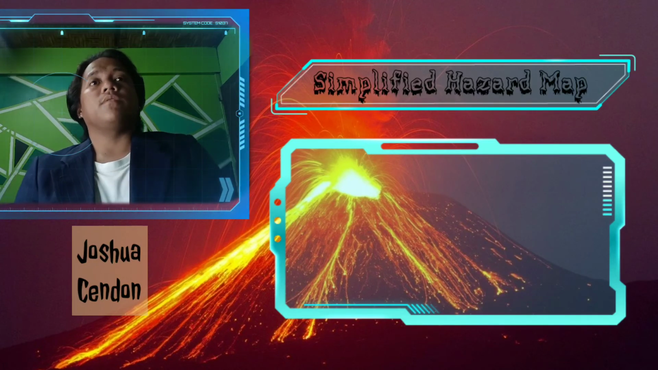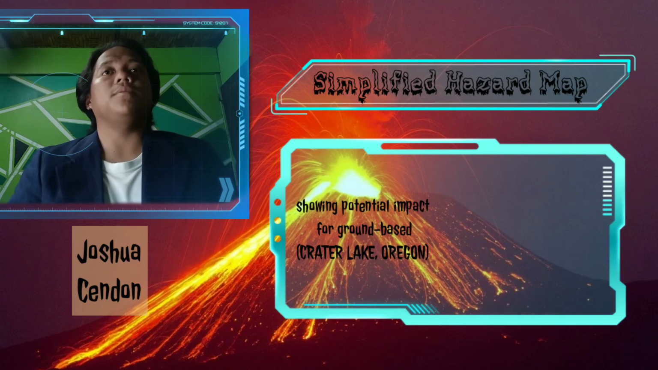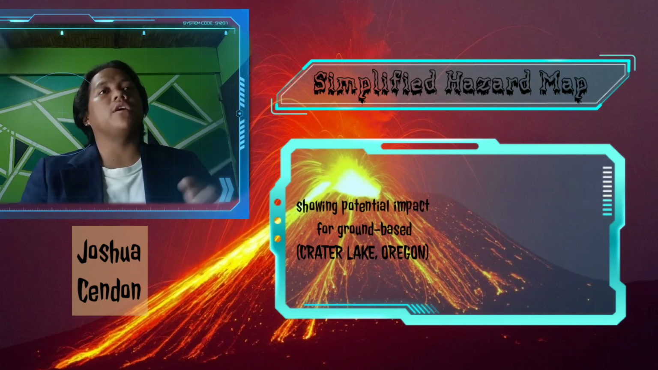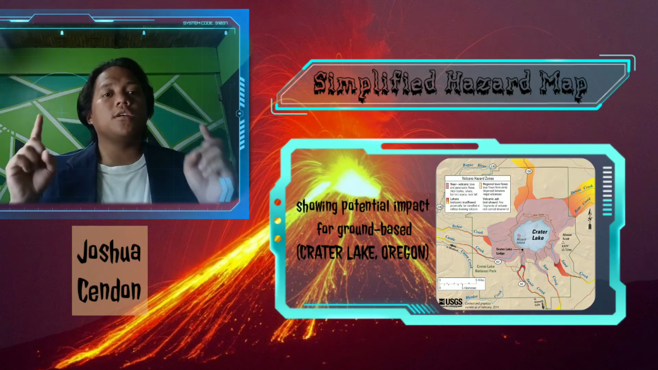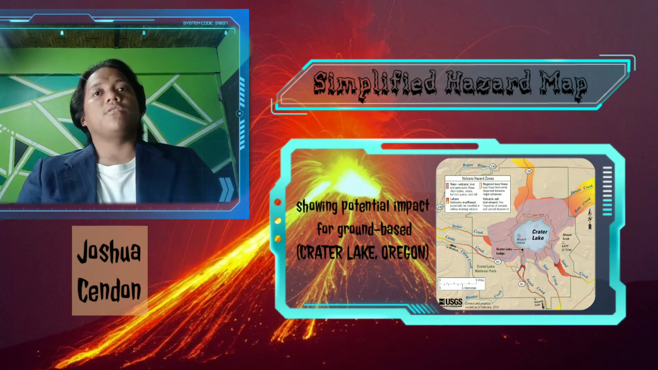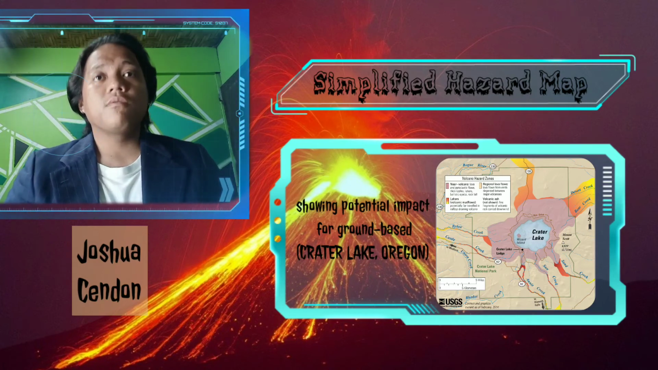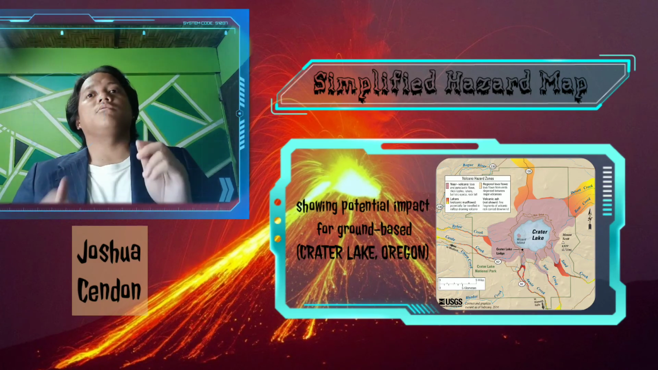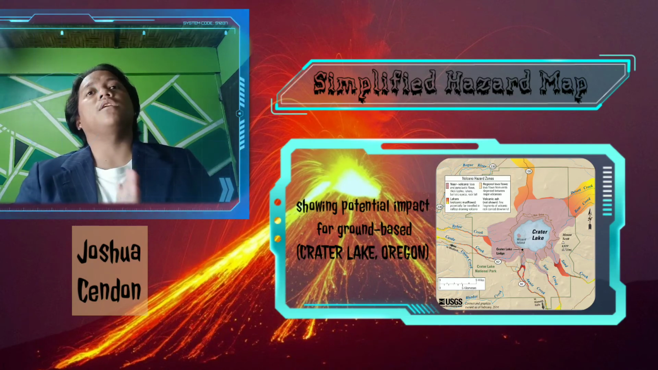So next is the simplified hazard map showing potential impact for Aron base in the Crater Lake, Oregon. So makikita nyo dyan, the Crater Lake is the blue one, and the violet is the near volcano, and the red, orange, yellow is lahar, so the volcanic mud flows, the brown is the regional lava flows.